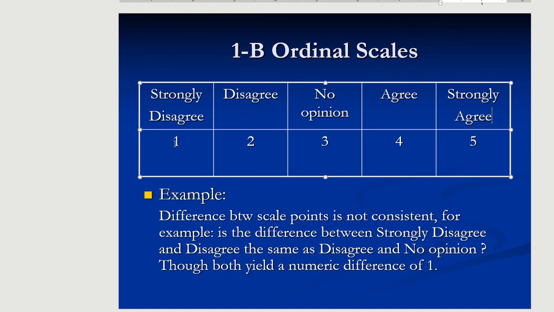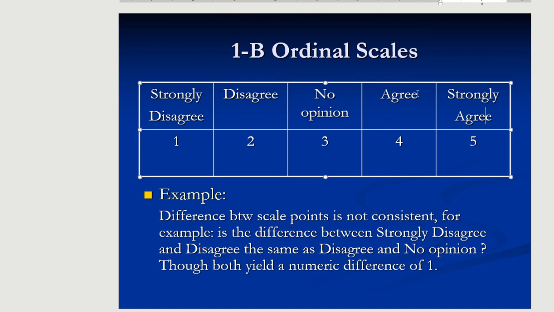First, I would like for you to notice that the numbers 1, 2, 3, 4, 5 are used, but these are not real numbers. They're just codes. The other thing I would like you to recognize is that this is categorical data. We have categories, and it is ordinal, going from the lowest to the highest.